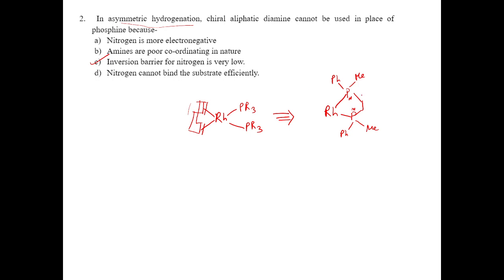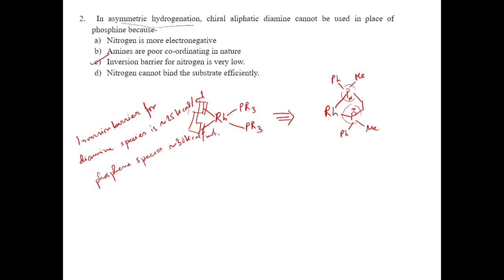So here, instead of the phosphine catalyst, we cannot use the nitrogen catalyst because the inversion barrier for diamine species is around 25 kcal per mole, and for phosphine species it is around 30 kcal per mole. Yes, you want to say something, please?